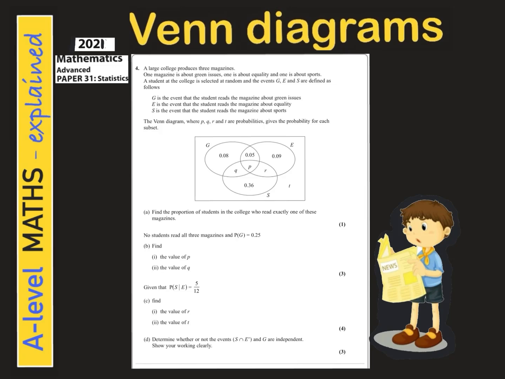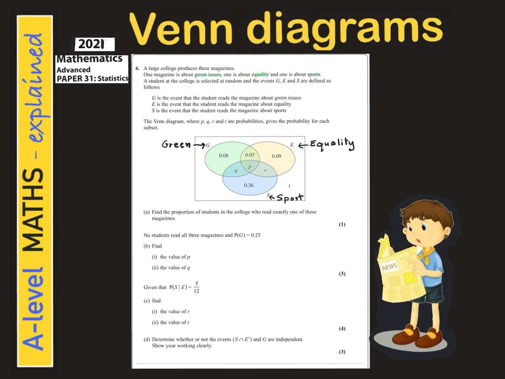A large college produces 3 magazines. One magazine is about green issues, one is about equality, and one is about sports. Now, a student at the college is selected at random, and the events G, E, and S are defined as follows. G is the event that the student reads a magazine about green issues. E is the event that the student reads a magazine about equality. And S is the event that the student reads the magazine about sports.